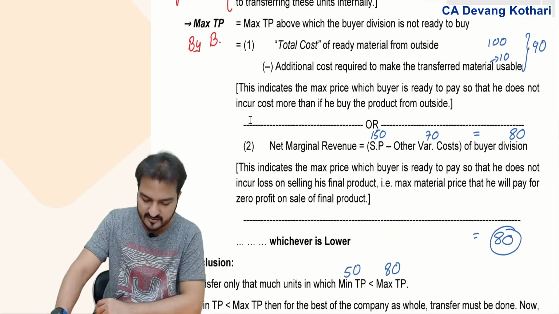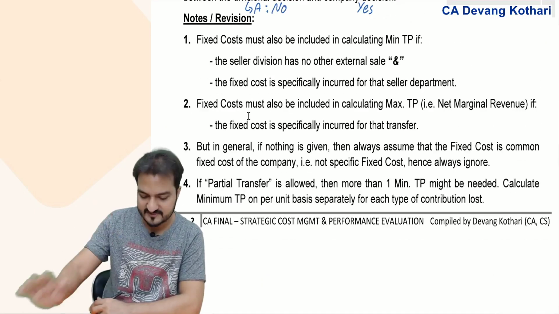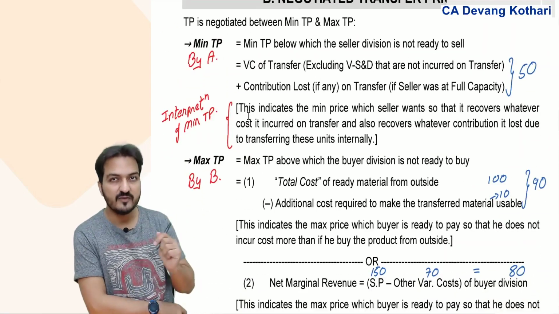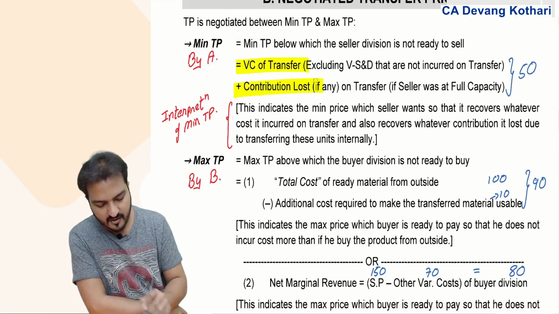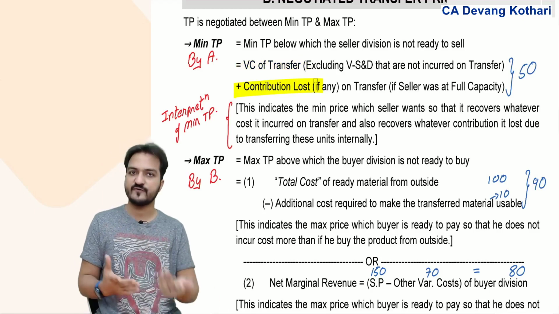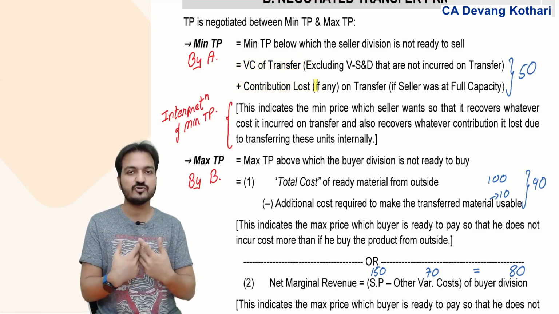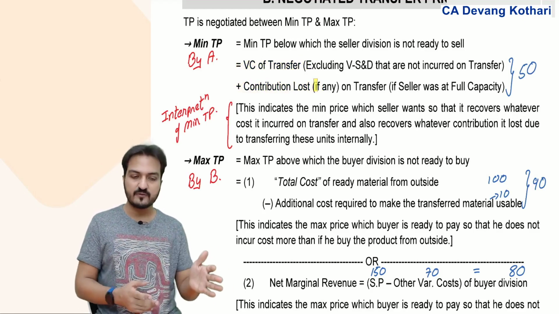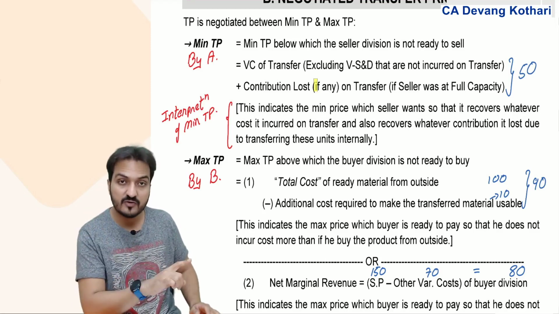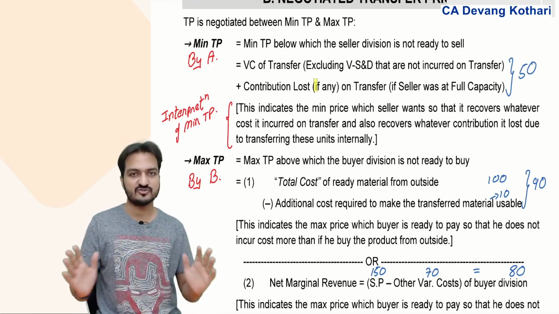Now under these calculations, I have some important notes and revision to give you. Notice in my calculation here, minimum TP, I said that minimum TP should be variable cost of transfer plus contribution loss. Well, why only variable cost? Why not also fixed cost? Well, fixed cost is not added here because fixed cost is not a relevant cost. Whether I do the transfer or I don't do the transfer, fixed cost is going to remain the same. So fixed cost is not relevant.